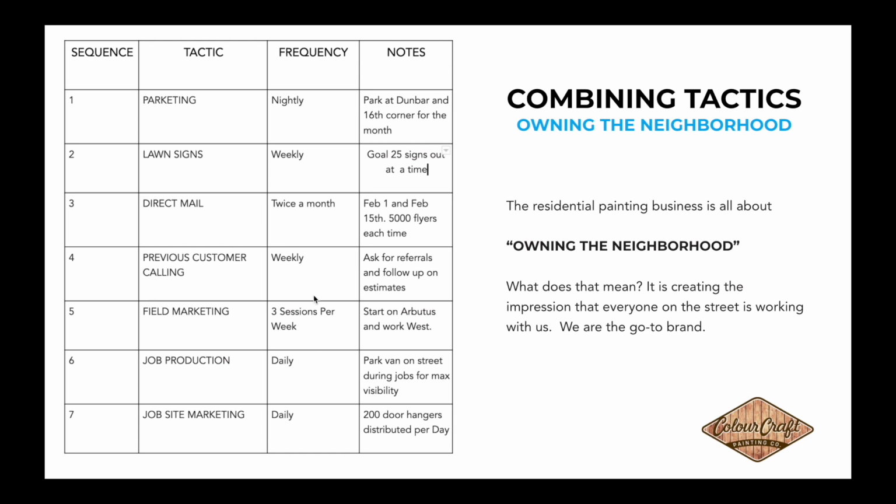Field marketing. Typically, you're doing 3 to 4 sessions per week, and you'll have a whole strategy outlining that. Job production. This is kind of the job site marketing system that you'll have. So you want to have a specific system for job site marketing that the production crews are aware of. And this is something that's going on daily. And this really starts once the production season starts, so in April. Job site marketing, very similar to job production.